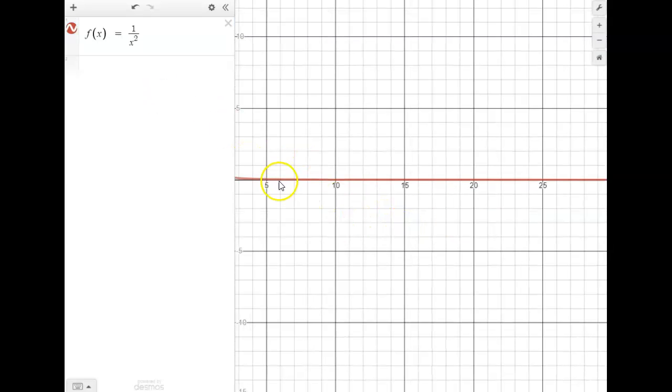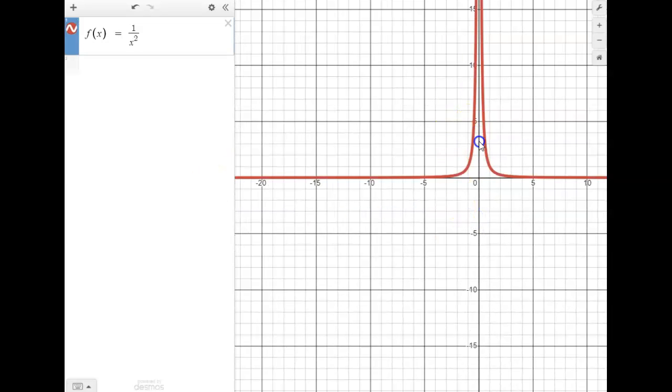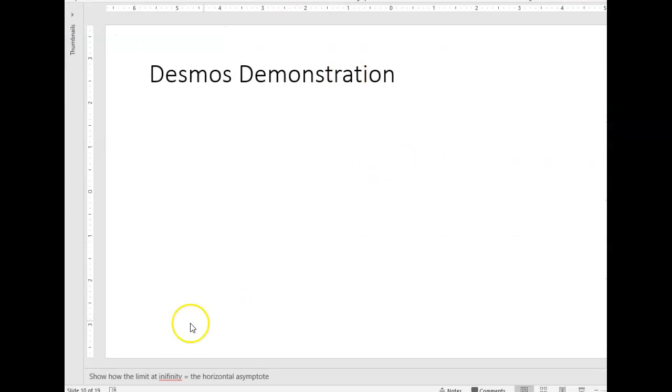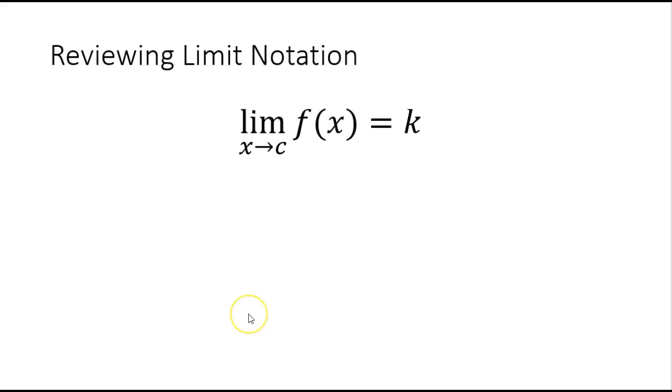And so as x gets bigger and bigger and bigger, in other words, as x goes off into infinity, the graph gets closer and closer and closer to 0. And the same thing happens on both sides of this graph. As x gets farther and farther out towards negative infinity, the y value gets closer and closer to 0 on that side as well. Okay? Now that should be ringing a bell with some vocabulary that we've learned earlier, and that's limit notation. Let's review limit notation really quick, and then we'll talk about how we can use limit notation to talk about the end behavior of these functions.